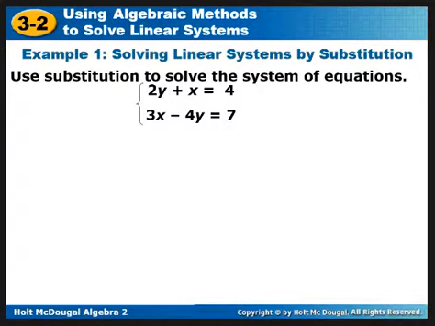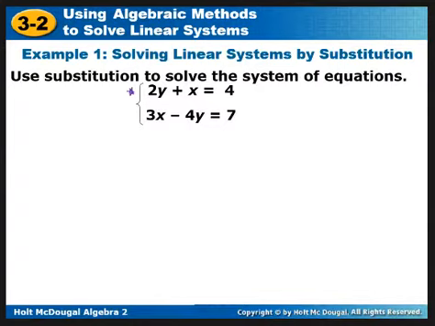It'll make more sense after I go through the example here. So I'm going to actually look at the top one here. The reason I'm going to look at the top one is if you'll notice the x in the top equation, there's no coefficient on it, or there's no number in front of it, making it the easiest one to solve for a variable.